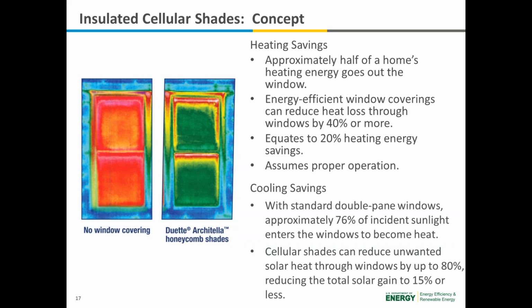significant heating savings. Katie talked a little about how windows contribute a large percentage of the overall heat loss out of the home. This can significantly reduce that. On the cooling side, cellular shades also play a significant role. During the summertime, that solar gain is unwanted, and cellular shades have been shown to reduce unwanted solar gain through the windows by up to 80%, so significantly reducing your heat gain and the cooling load that must be supplied to the home.